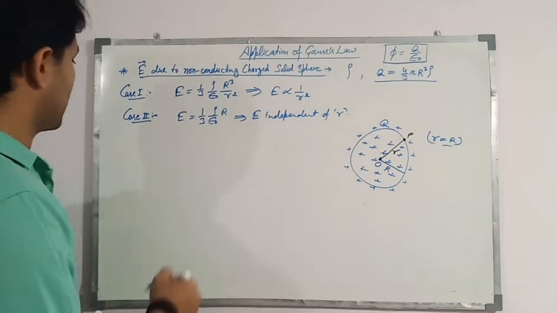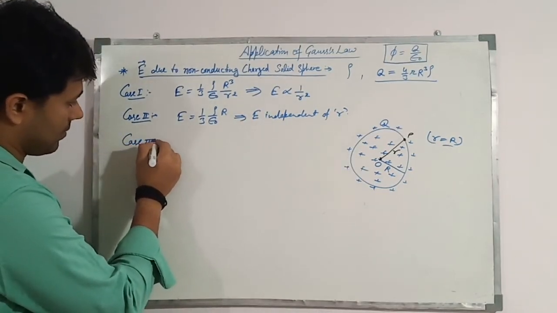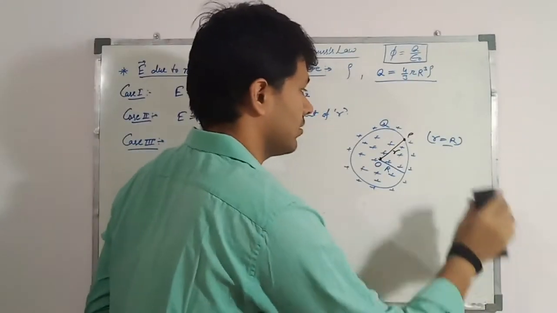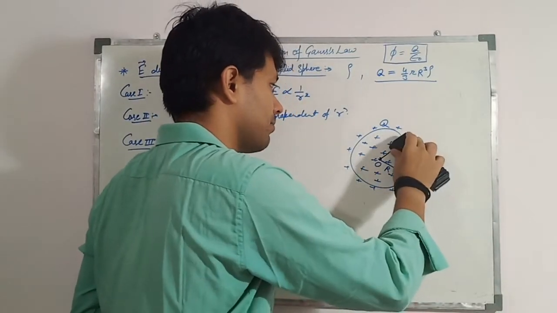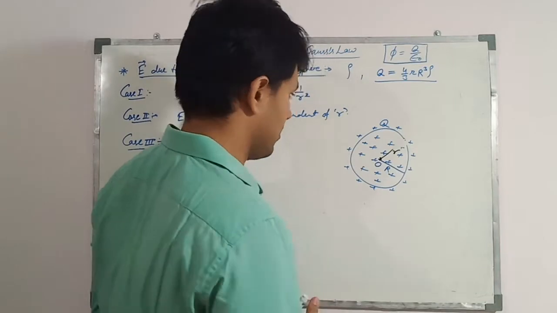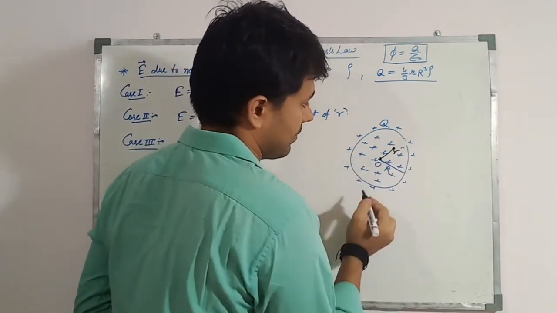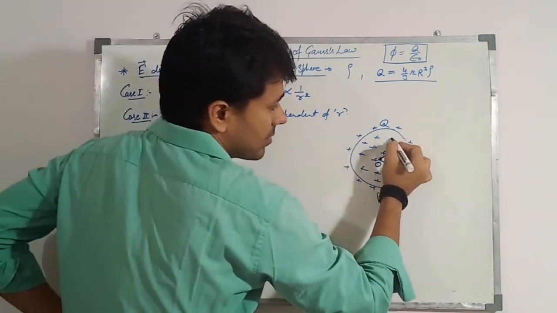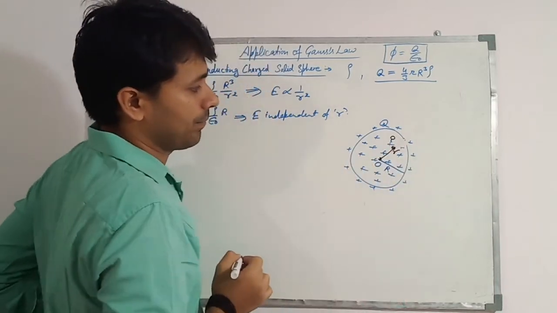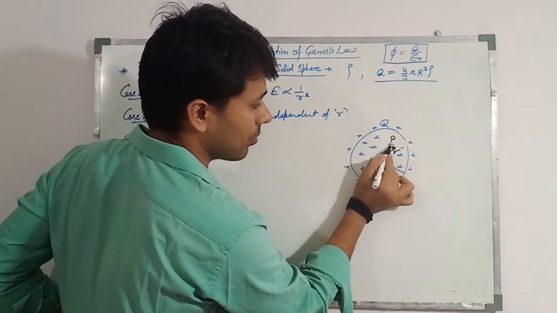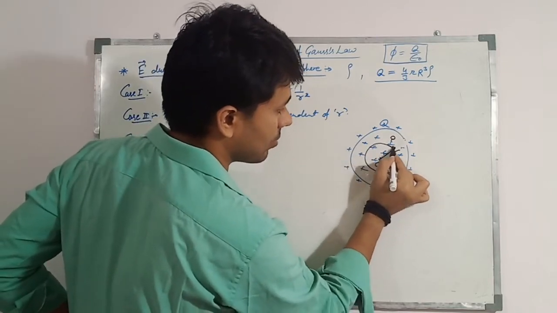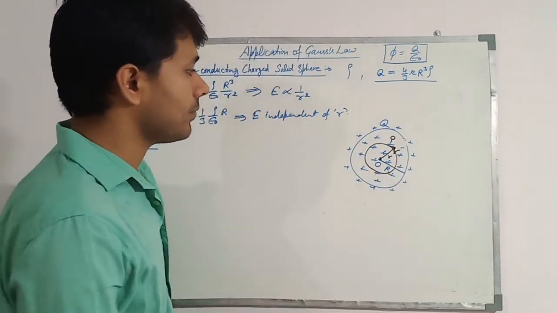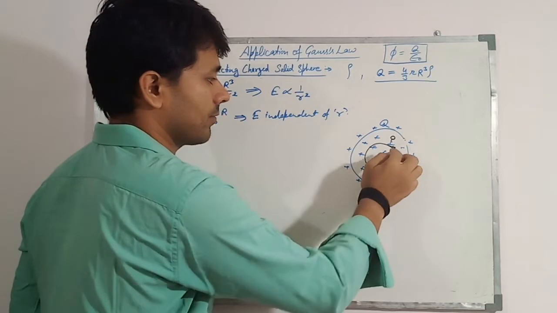Now, case third. Case 3 means point P lies inside the solid sphere. Let's say the point P lies here at this point, and this distance is capital R. This point is P. We have to draw a similar Gaussian surface, and let's say this is our Gaussian surface having radius small r.